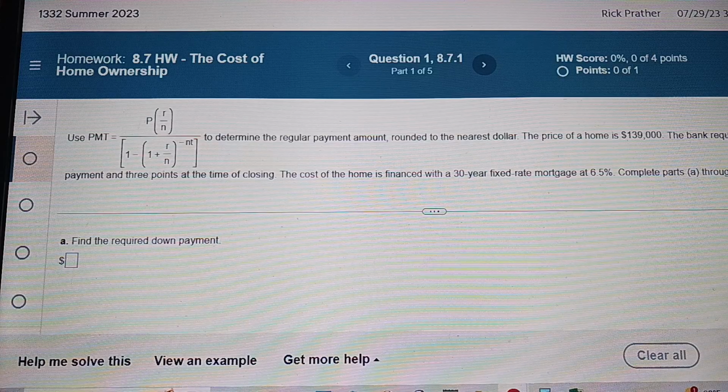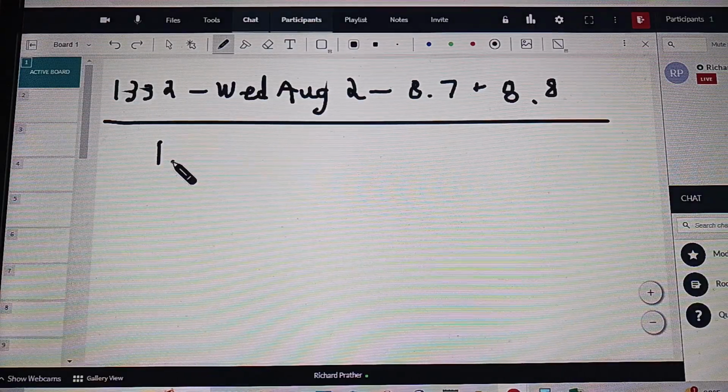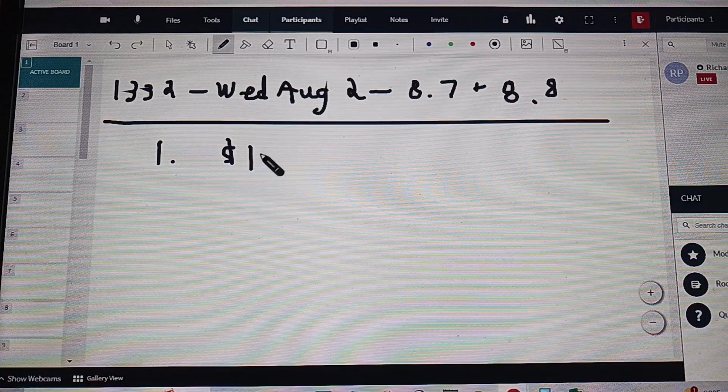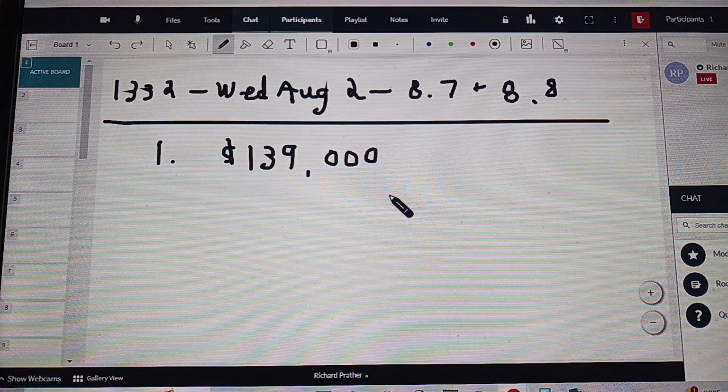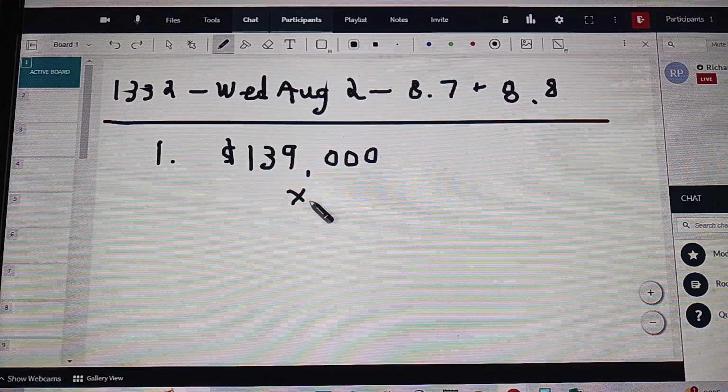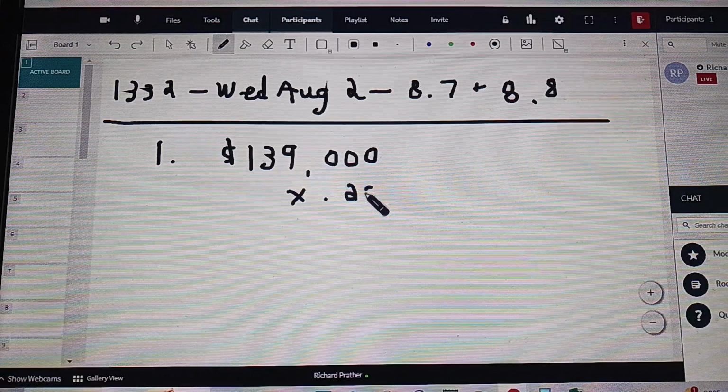So you're fresh out of college, you just got a job, you may or may not even be close to getting married yet. Even if you are, it's good to do this before you just jump right into a house. The cost of the home is financed with a 30-year fixed mortgage at 6.5%. Okay, so we got these different parts to complete. So find the required down payment. That's not too hard to do, because there is the price of the house, $139,000. And it's always 20%. It's just a standard in the industry. It's always a 20% down payment.